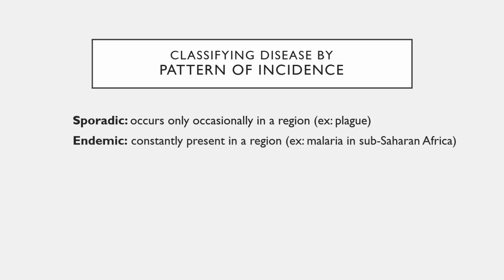Endemic diseases are diseases that are constantly present in a particular region. This is usually because they are carried by a certain animal or an insect vector that transmits them, or they are present in a reservoir like water. Malaria is an example of a disease that is endemic in sub-Saharan Africa.